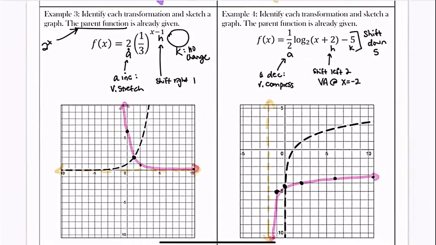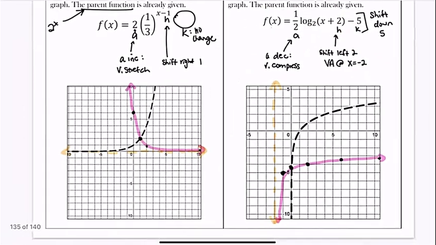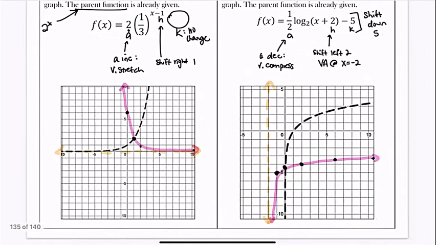And then number 4, A was a half, so we got smaller, so we had a vertical compression. It's got to be flatter. Our H value, we shift left 2 because it looks positive, so it actually is negative. You can see that right here. H is our vertical asymptote. You can see that right here at -2. And then shifting down 5 because our K was -5. And then obviously, again, that's what we got from the calculator.